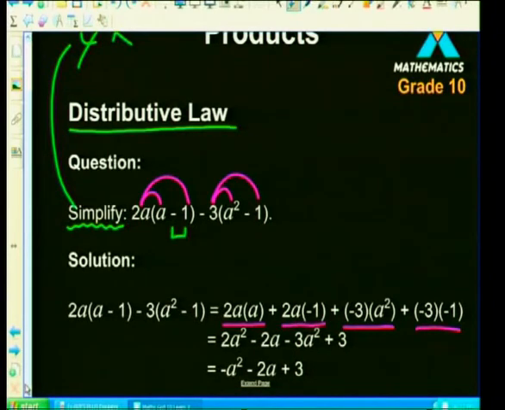Well, that gives us 2a squared. Our next product gives us minus 2a. Our third one, minus 3a squared, and positive 3 for our constant term. And all we do is simplify them and add like terms. Now, I know that you can do that, and you probably did that last year. But as I said, this is revision, because what we're doing this year just builds on what we've done so far. Let's have a look at the second example.